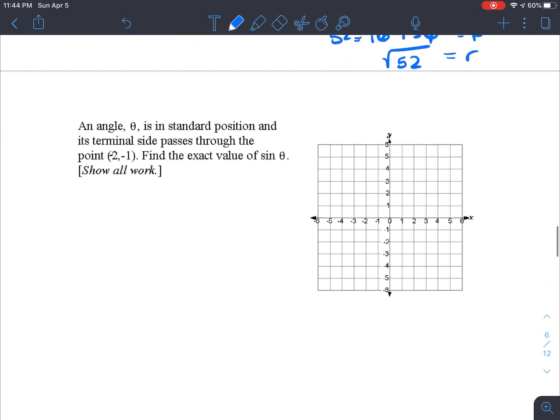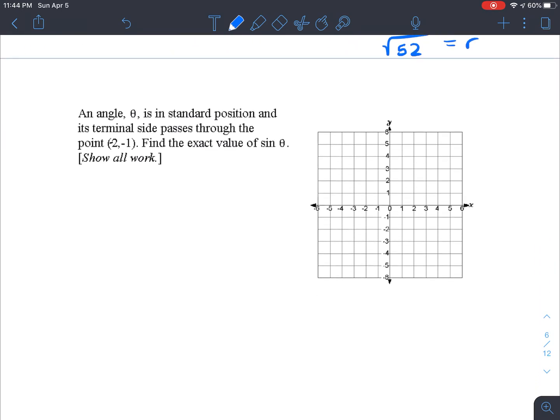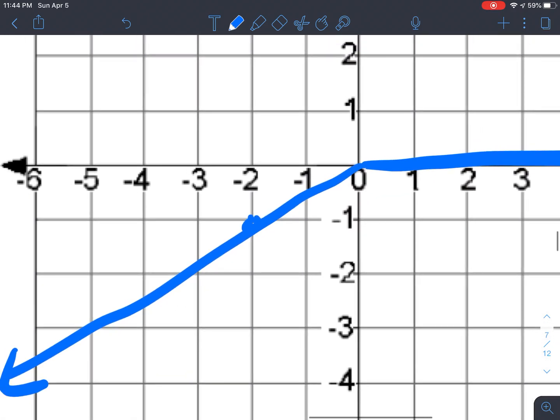Okay, so let's put this into practice. Let's try a question. So an angle theta is in standard position, meaning it has this as its initial side, and its terminal side passes through the point negative 2, negative 1. Okay, so that is the angle that we're looking at. Find the exact value of sine. So let's zoom in here for a second.